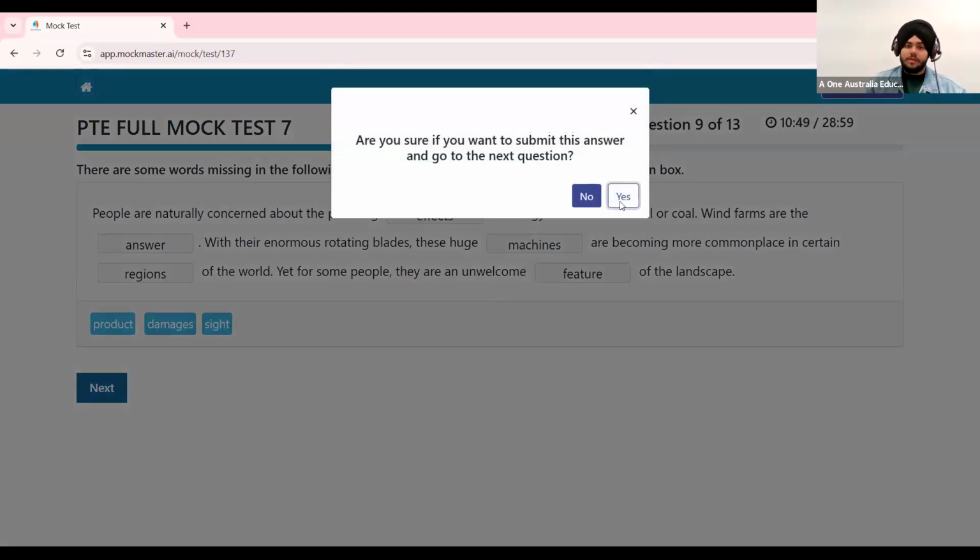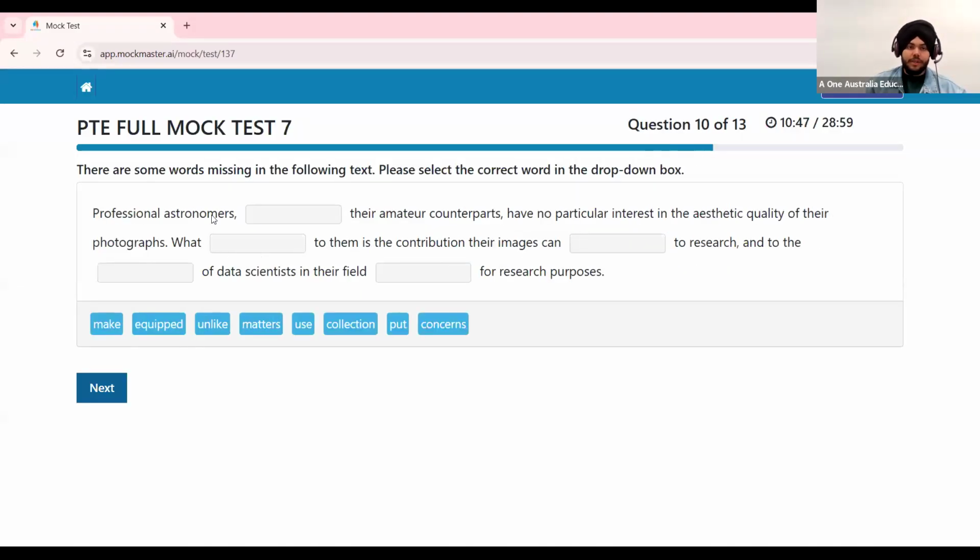Okay. So yeah, the next one. Professional astronomers [blank] their amateur counterparts. So some big words, I'll skip it for now. What [blank] to them, let's focus here. What matters to them is the contribution their images can make to research.